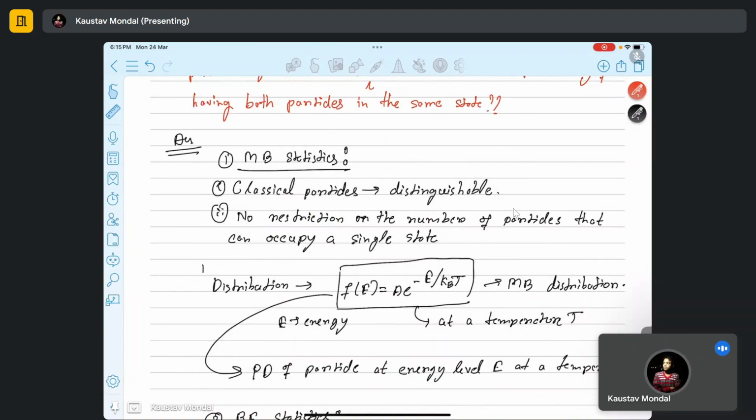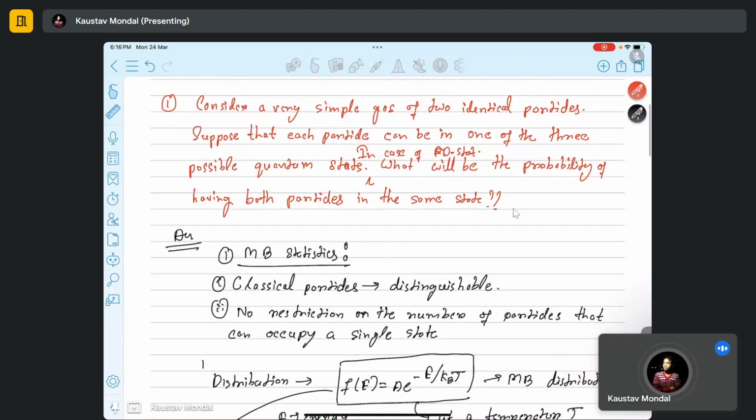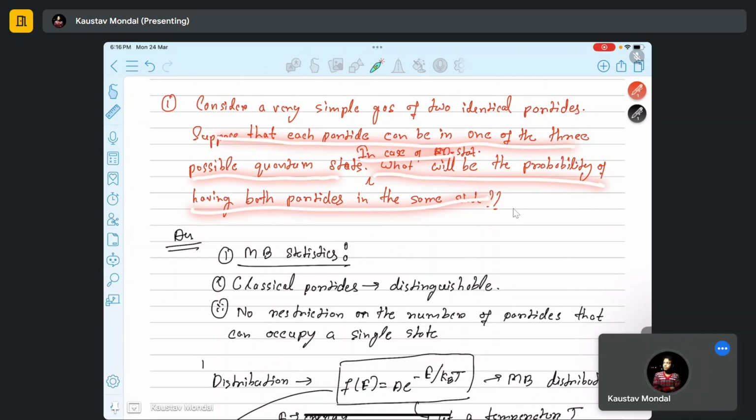So these are the main three types of statistics, and we have also discussed the properties of all these three types of statistics. Now we will jump back to our main problem, which says: consider a very simple gas of two particles. Suppose that each particle can have three possible energy states. In case of every statistic, what will be the probability of having both the particles in the same state?